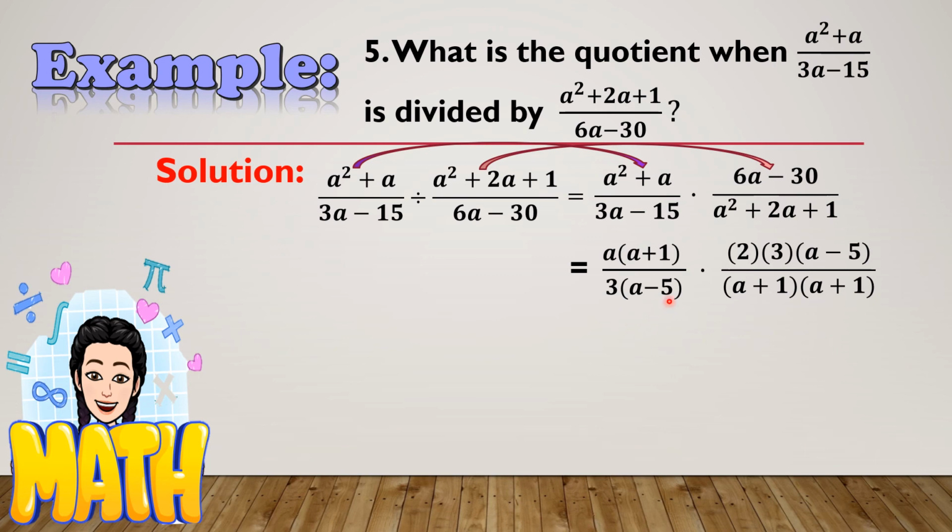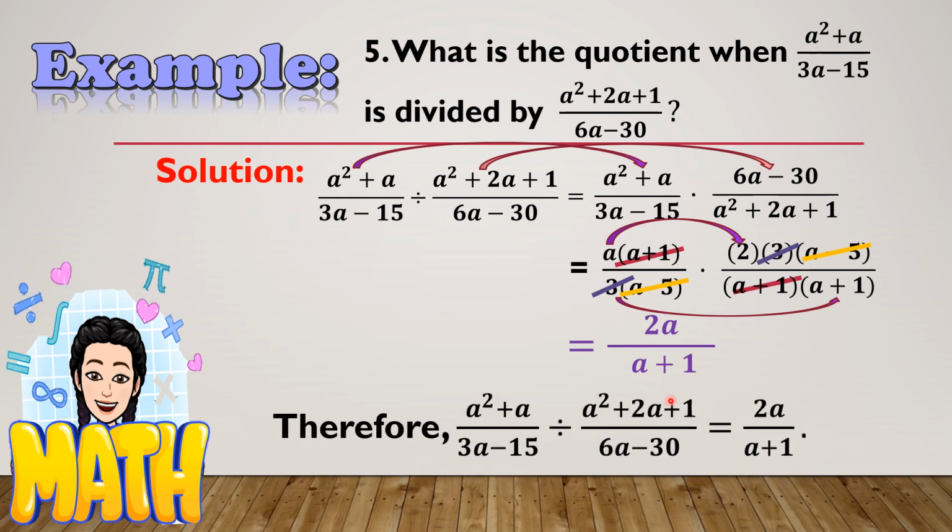Going back to our solution, after natin makuha ang mga factors na ito, ay i-divide na natin ang common factor ng numerator at denominator. Sa example natin na ito, pareho silang may a plus 1, a minus 5, 3, and then, after nyan, multiply natin lahat ng natirang factors. So, a times 2 is 2a. For the denominator, we have 1 times a plus 1, which is a plus 1. Therefore, the quotient is 2a over a plus 1.